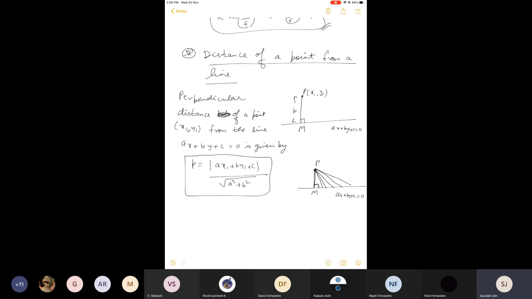You should have a clear idea what is the meaning of each and every alphabet. x1 y1 represent the coordinates of the point, and ax plus by plus c equal to 0 represents the line. So you put x1, y1 in place of x and y in the LHS, that is ax plus by plus c. You take its mod. That will be the numerator of the answer, and the denominator will be under root of a square plus b square, where a is the coefficient of x and b is the coefficient of y. In this way, you will get the perpendicular distance of the point from a line. This is the meaning of the question.